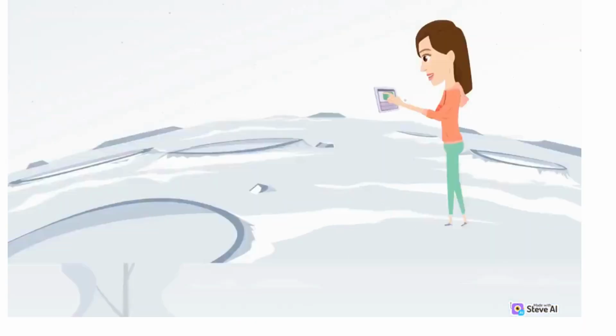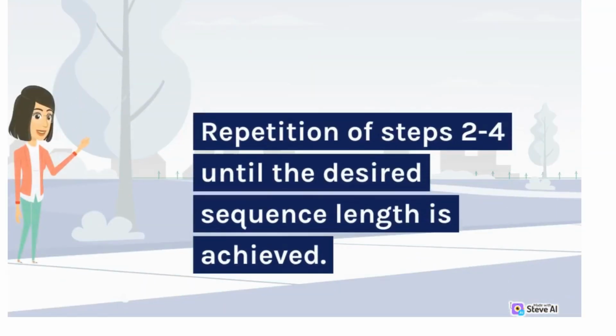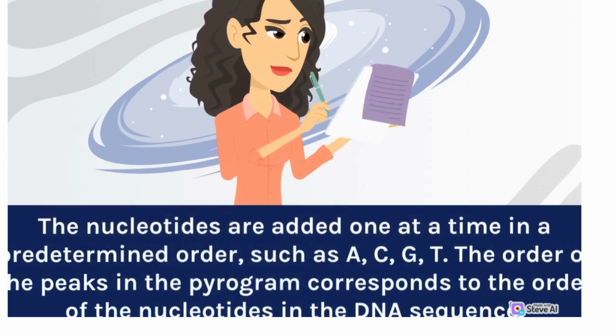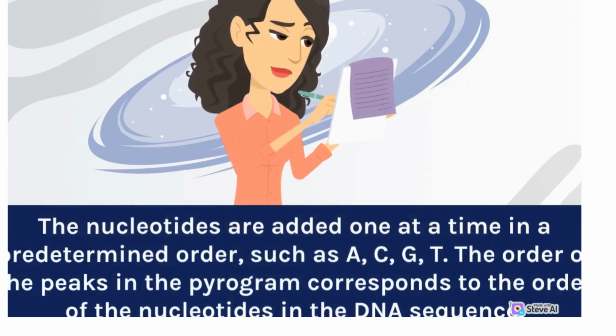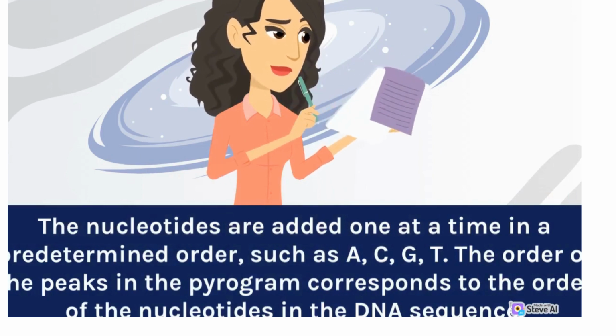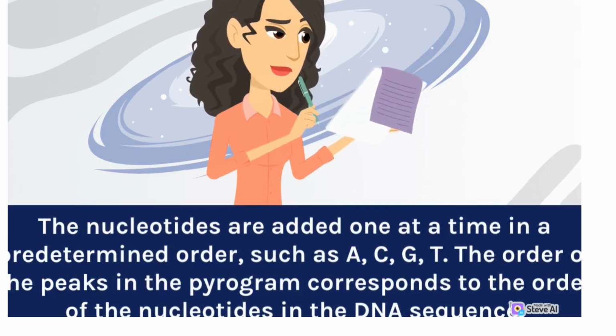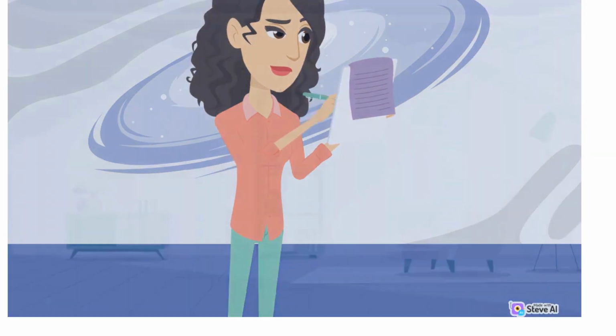5. Repetition of steps 2 to 4 until the desired sequence length is achieved. The nucleotides are added one at a time in a predetermined order, such as A, C, G, T. The order of the peaks in the pyrogram corresponds to the order of the nucleotides in the DNA sequence.